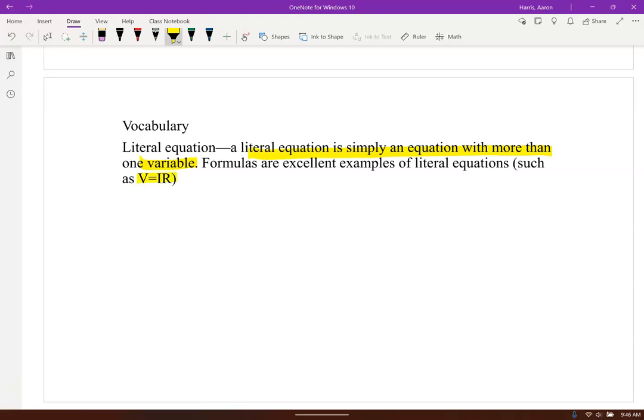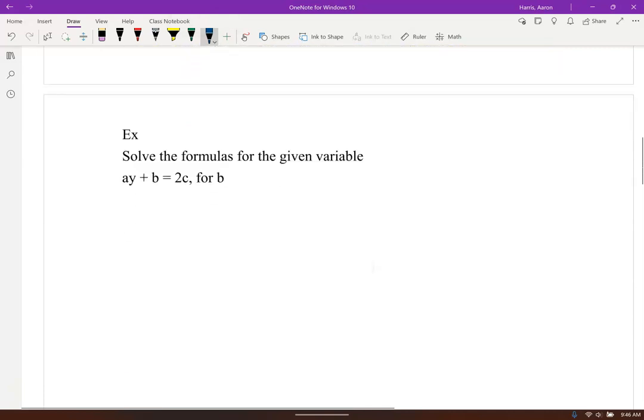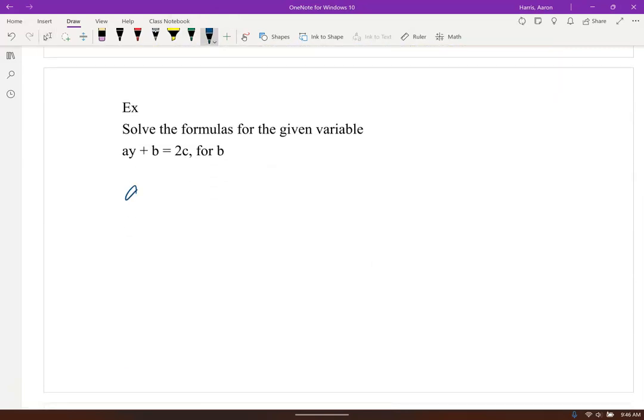For example, voltage is the current times the resistance. We'll use that one: V equals I times R. You've got three variables there. Here are some other literal equations: AY plus B equals 2C. It looks like we have A, B, C, and Y. What they want us to do is to solve for the given variable. So we're going to solve for B right there.